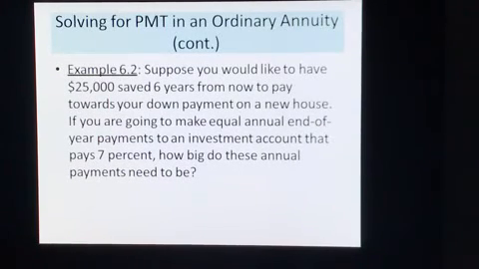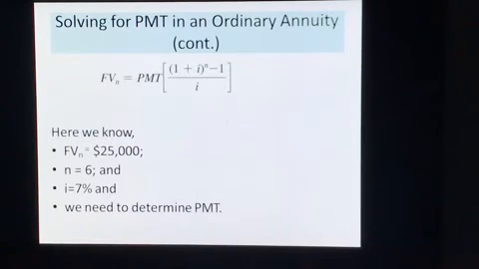So in this example, the same situation is given to you. Suppose you would like to have $25,000 saved 6 years from now to pay towards your down payment of a new house. If you are going to make equal annual end of the year payments to an investment account that pays 7% interest, how big do these annual payments need to be? So here we will use the same formula, but here PMT is missing and future value is given. We will put all these values together and simplify to calculate the payment value.